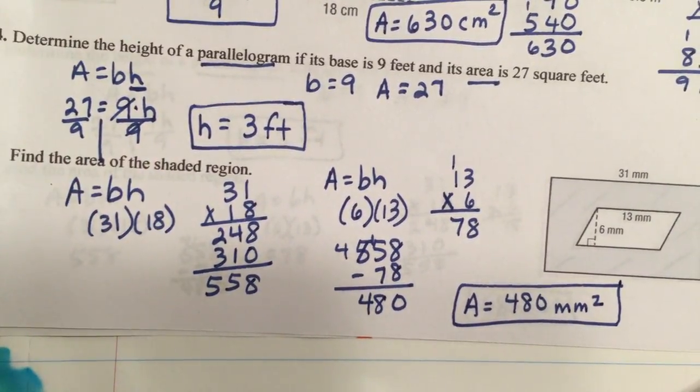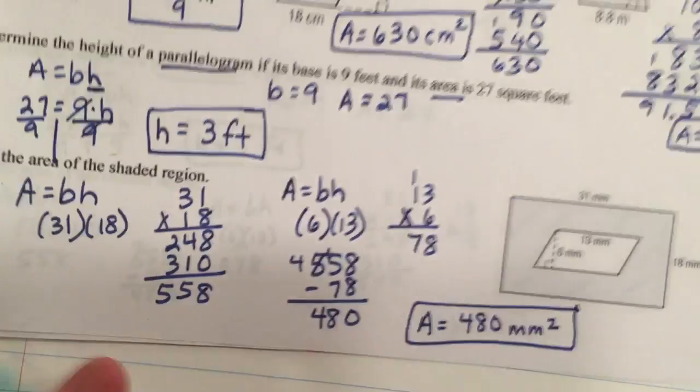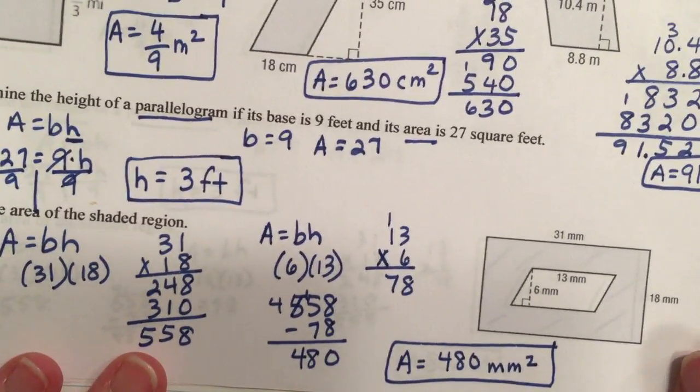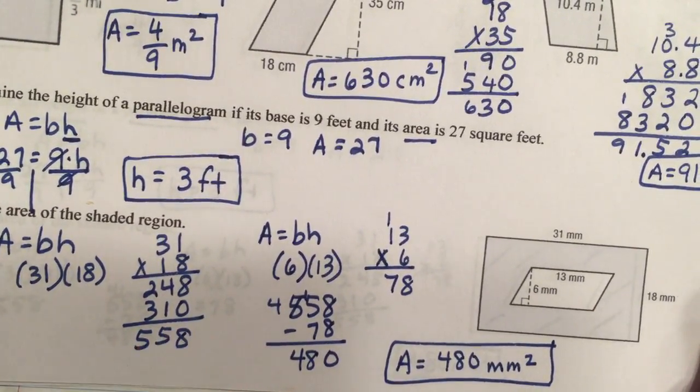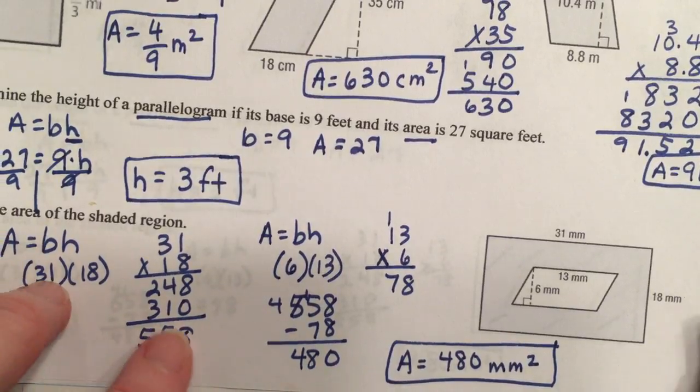All right, so just to sum it up, the area is the number of square units it takes to cover a space. The area for a parallelogram, the formula is going to be base times height. And that's going to include your rectangles, your squares, and any quadrilateral that has parallel sides.